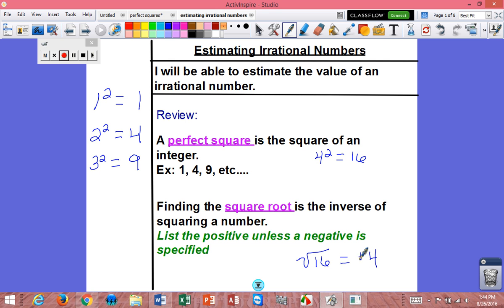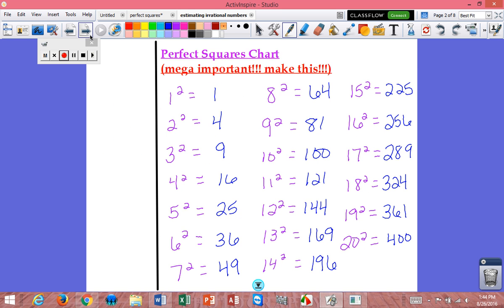Now, this could be a positive or a negative 4, because if we took negative 4 squared, we would have a negative times a negative, and we would still get that positive 16. Now, you don't have to list that negative unless it specifically asks for it. So just list the positive unless otherwise noted. Okay, what I want you to do right now is write down all the squares from 1 through 20. So go ahead and pause and get all of these copied into your spiral.